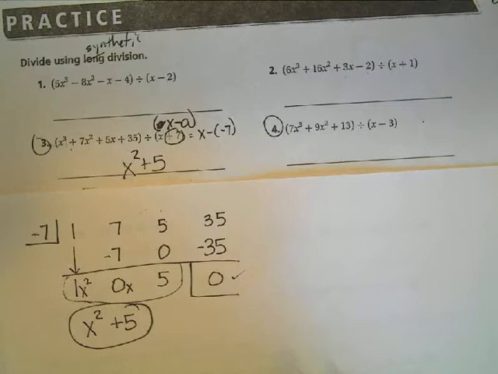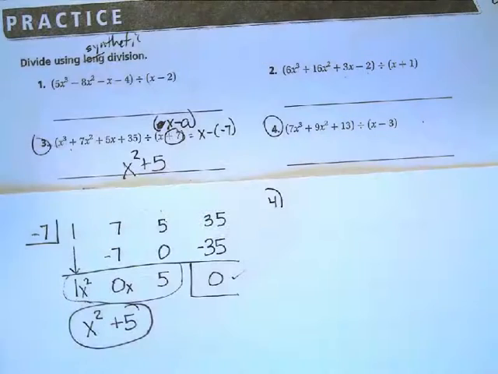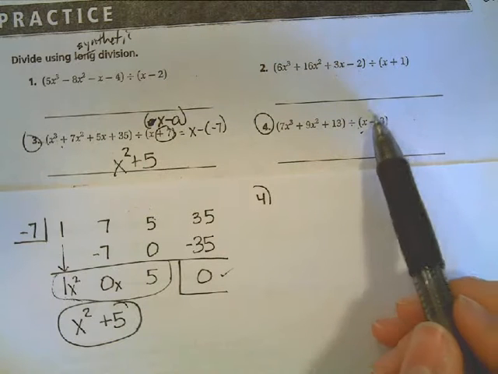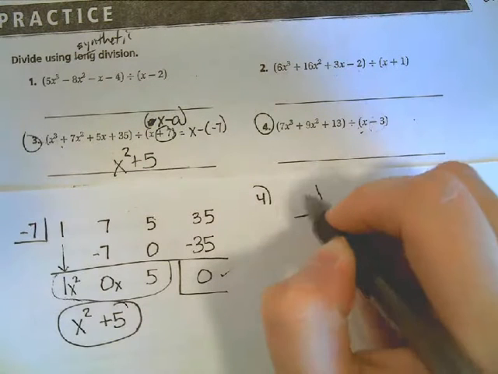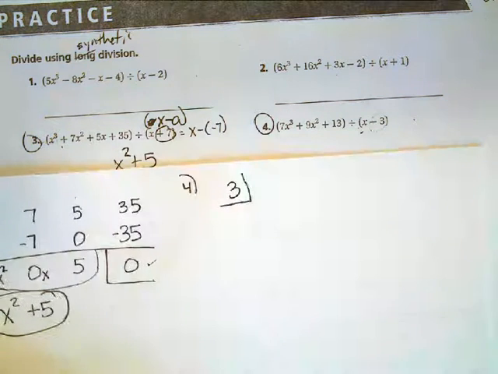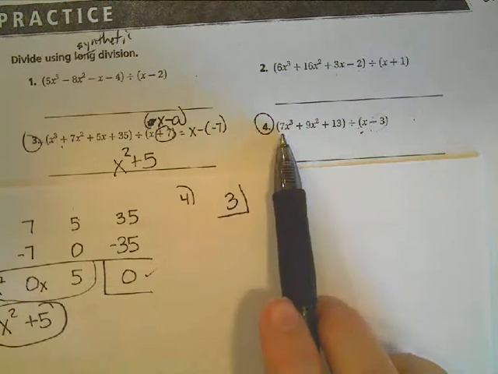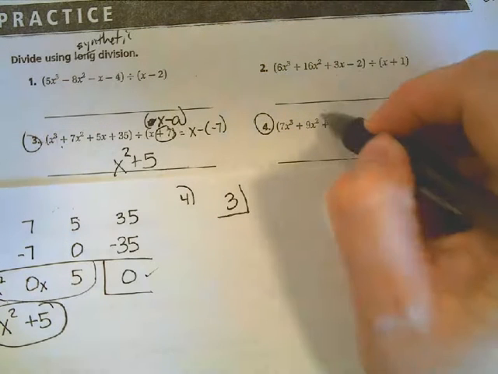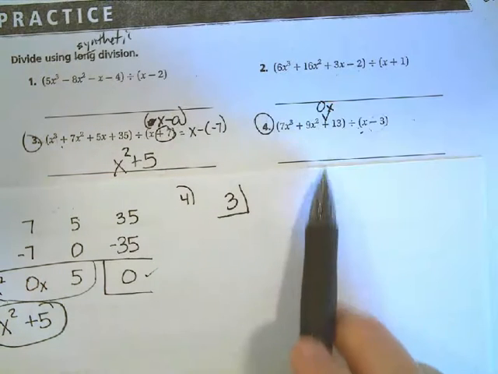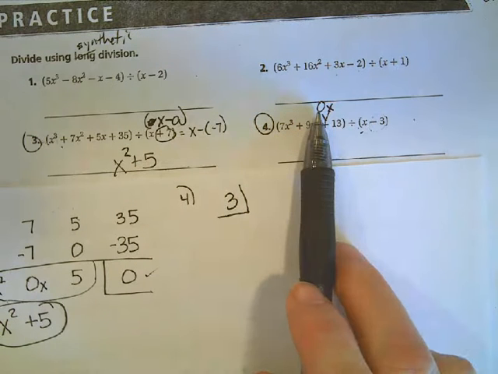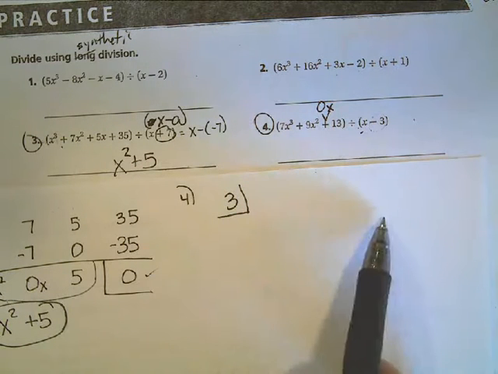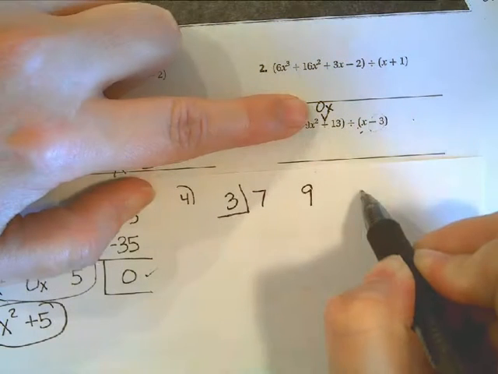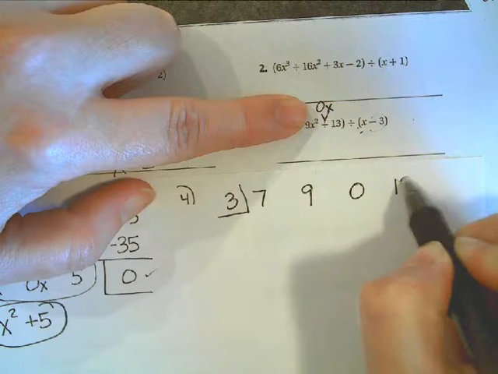Feel free to pause it and go ahead and try to set it up on your own. Make sure that you know what you're doing. Since this is an x minus a format, again, I'm changing the sign on this minus 3, and a positive 3 will go in the divisor box. Now our coefficients. Here I have an x cubed term, an x squared term, and I'm missing an x term. So you could say that you have 0 x's right here. Because of that, you're going to need to use 0 as a placeholder when you write out your coefficients. Your coefficients then are 7, 9, 0, and 13.